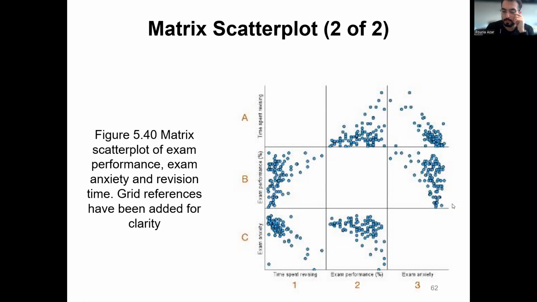Or let's say row B, column 3: exam anxiety is my x-axis and exam performance is my y-axis. Whenever exam performance is increasing, exam anxiety is decreasing, or vice versa.